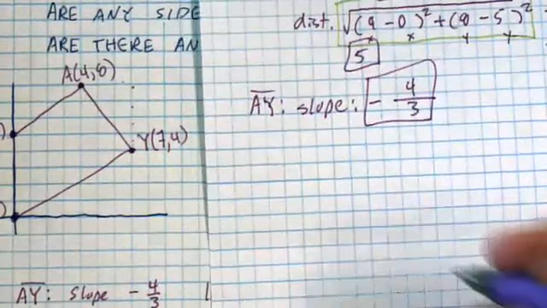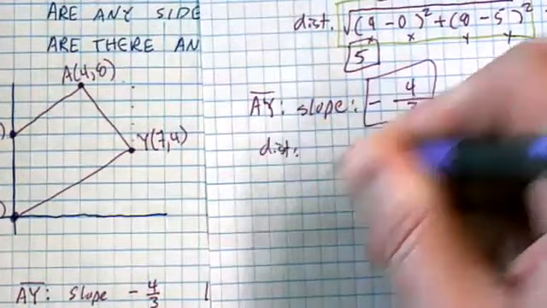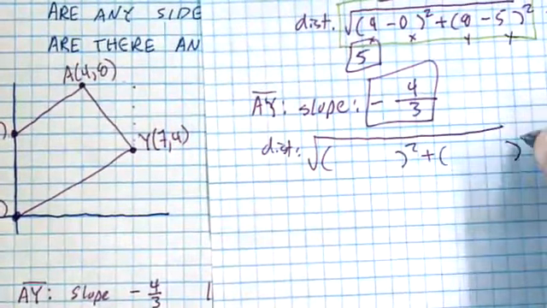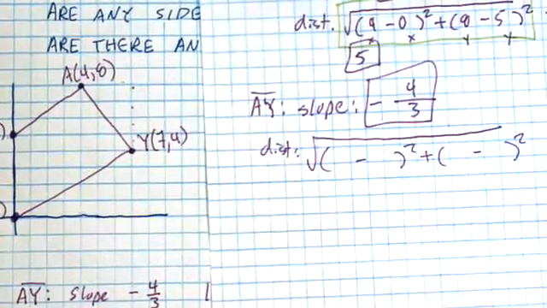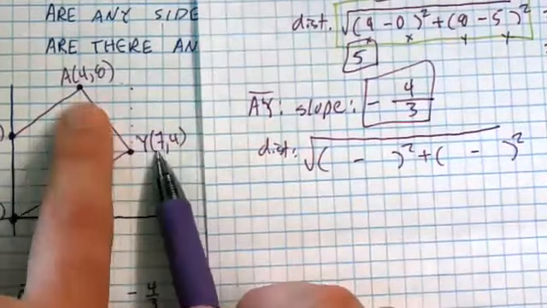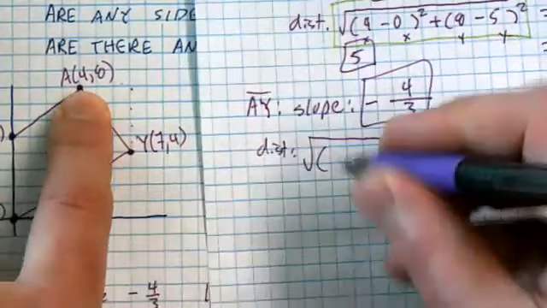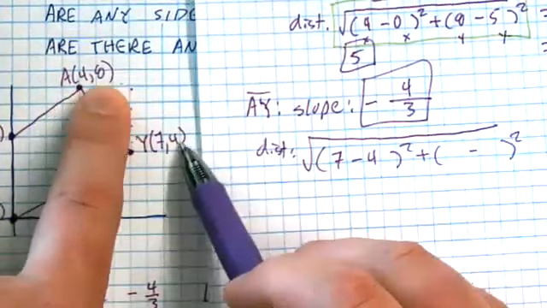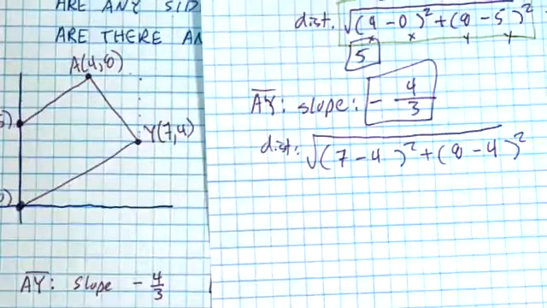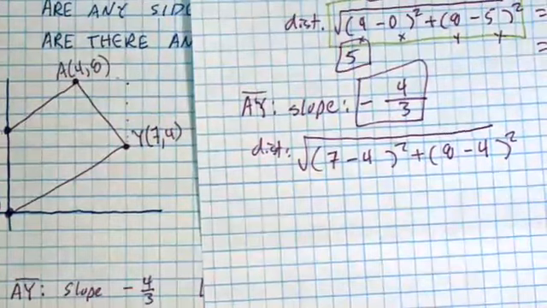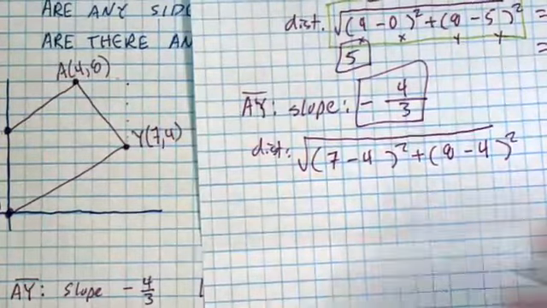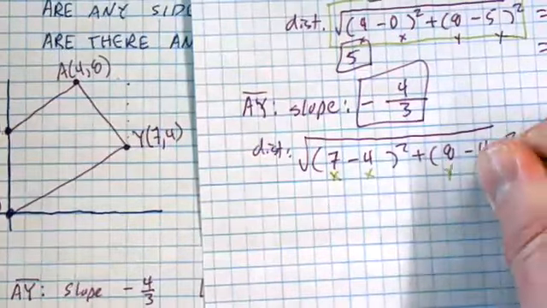All right, now we've got to find our distance from A to Y. So we'll use our distance formula. And I just need to plug my x coordinates into this parenthesis, y coordinates into this parenthesis. So my x coordinates for A and Y were 4 and 7. I'm going to go 7 minus 4. My y coordinates were 8 and 4. I'm going to go 8 minus 4. Again, those are my 2 x coordinates and my 2 y coordinates is where I'm getting those.